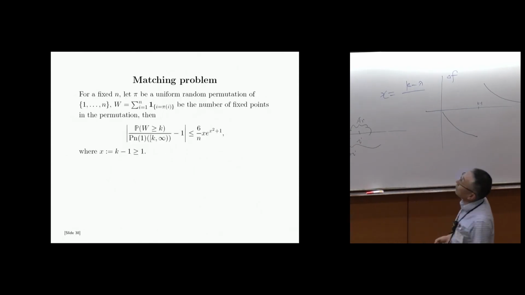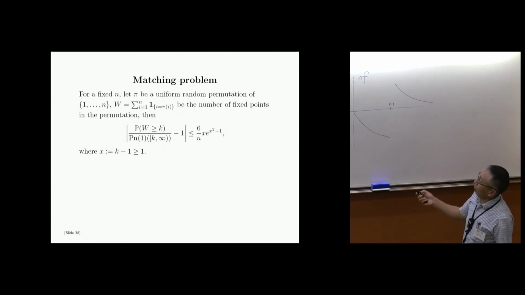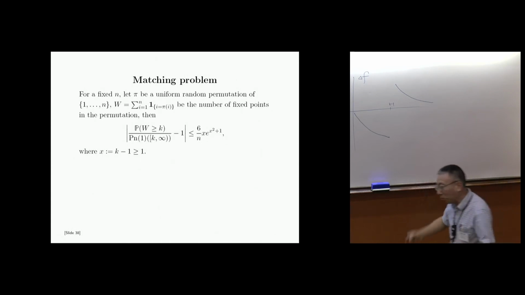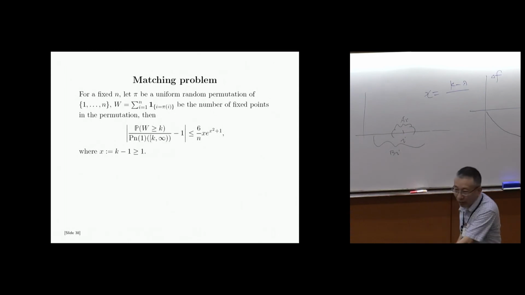Then we look at the matching problem. We get this bound again. If x is equal to 1, where x is k minus 1 in here, because the standard deviation is 1, lambda here is 1. And so that will give us roughly 48 as the constant, divided by n. So that's very encouraging for this case.